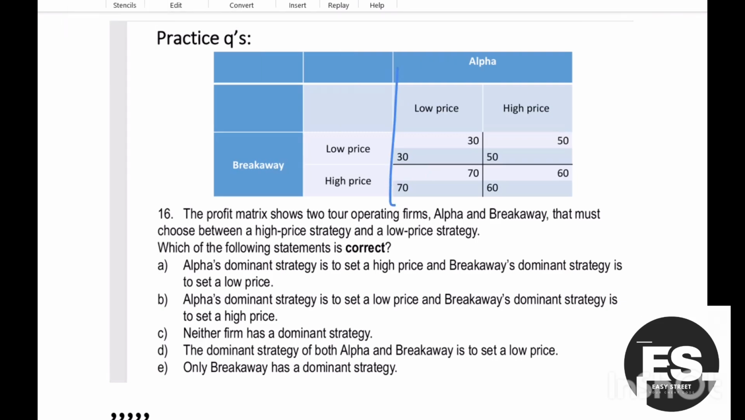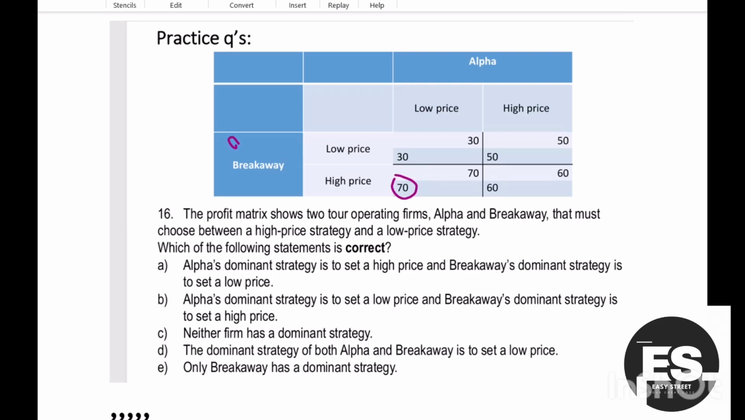Now then, let's ask the question. So what will breakaway do if alpha chooses low price? Breakaway can only choose, what's breakaway again? The bottom column. So they only have two choices here. They can choose 30 or they can choose 70. A firm will always choose to maximize profit. Hence, they will choose 70.